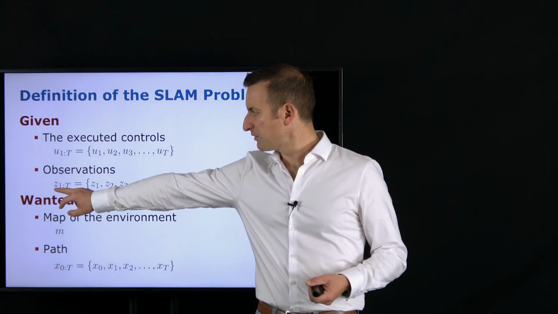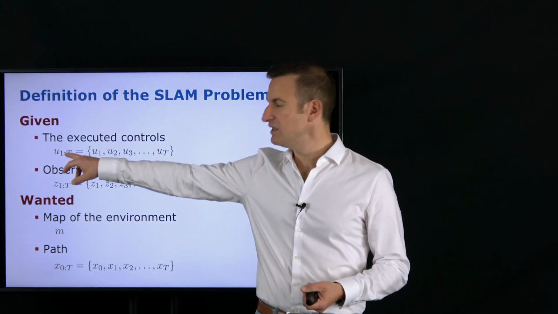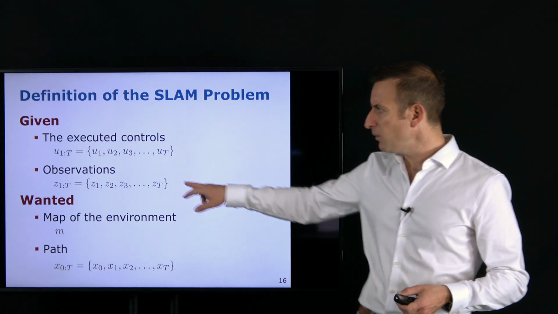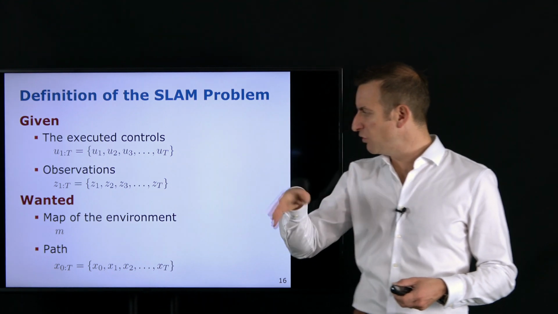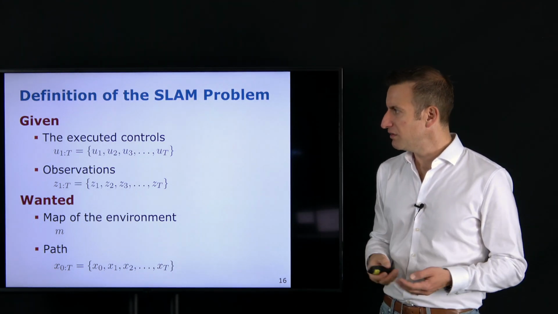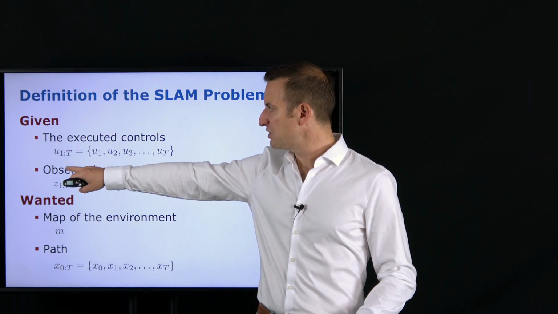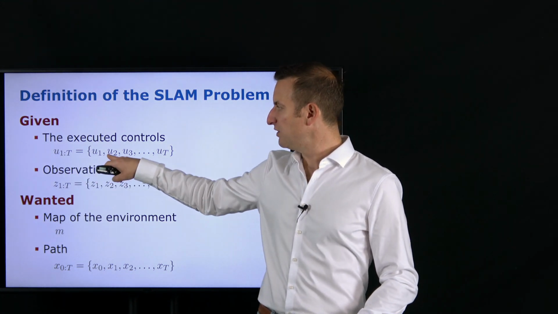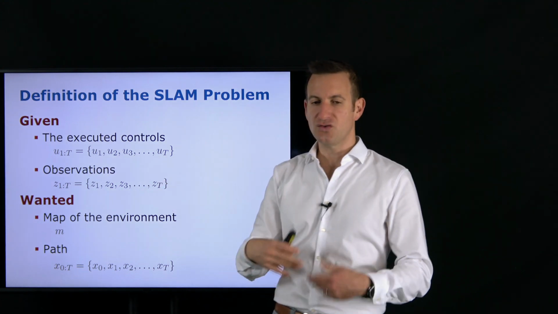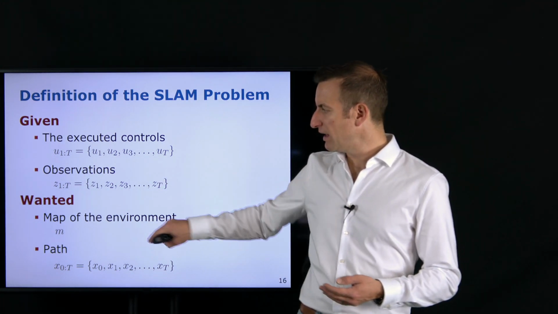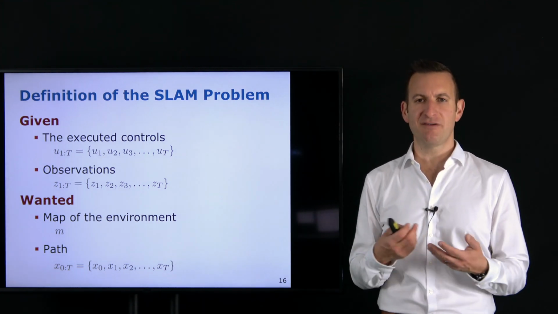So we have sensor observations from time point 1 to time point t. The same holds for the odometry commands, where UT is always the command which advances you to the next state. So U1 goes from the initial location to X1, and U2 goes from X1 to X2, and so on and so forth. And then we want to estimate a map of the environment M.